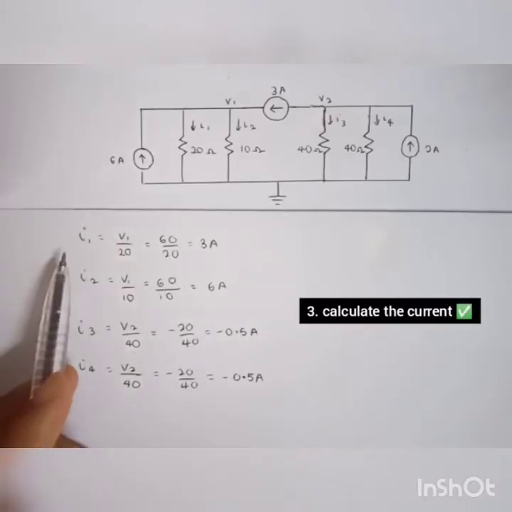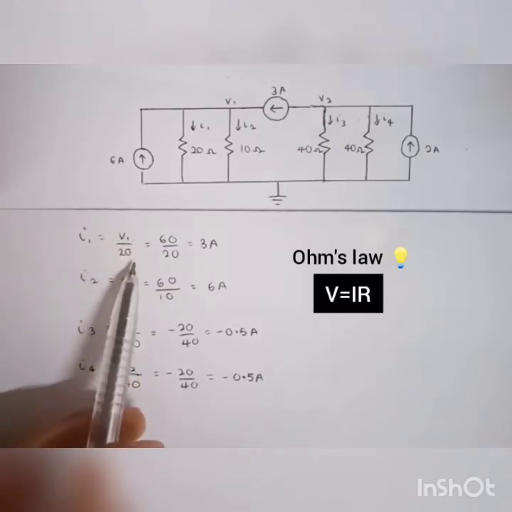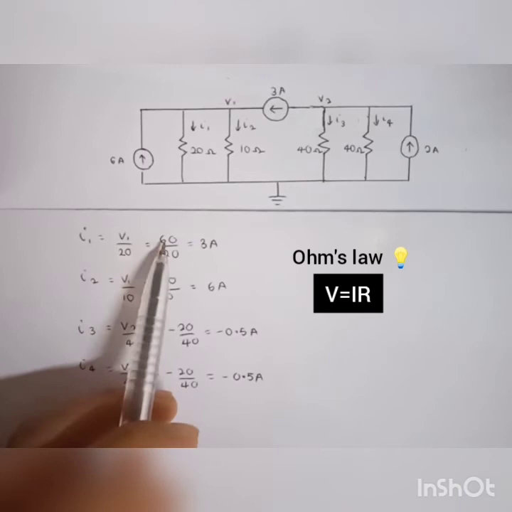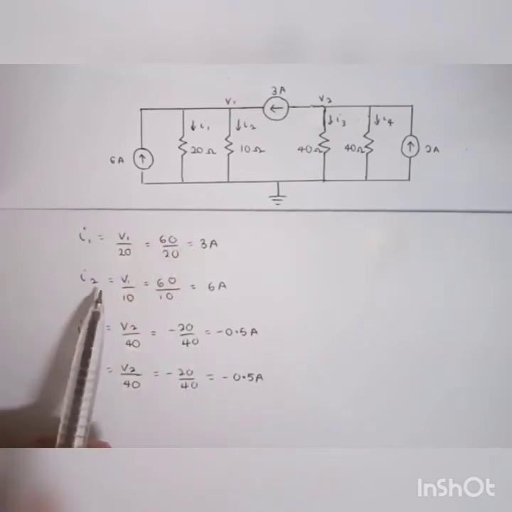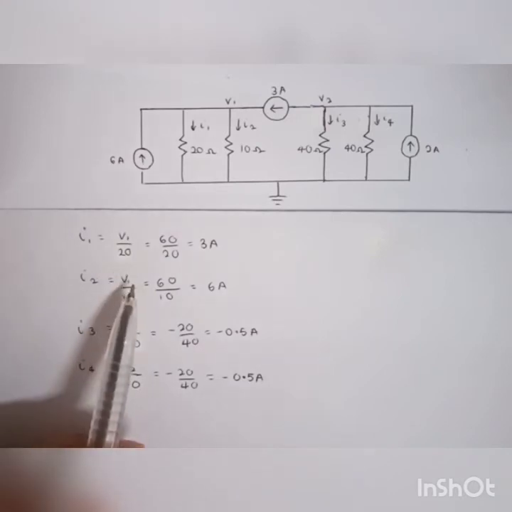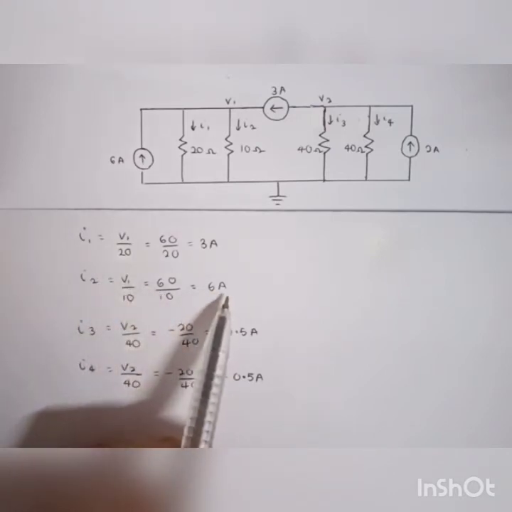Next, we will find the value of I1, I2, I3, and I4. I1 is equal to V1 over 20, so we substitute the value of V1, which is 60, then we calculate, and we get the value of I1, which is 3 ampere. I2 is equal to V1 over 10, so we substitute the value of V1, which is 60, then we calculate, and we get the value of I2, which is 6 ampere.